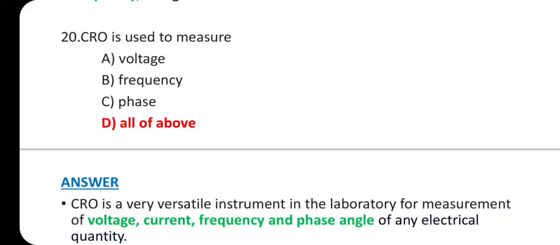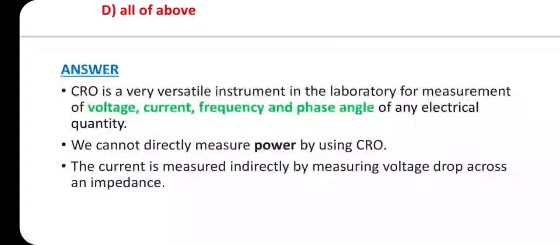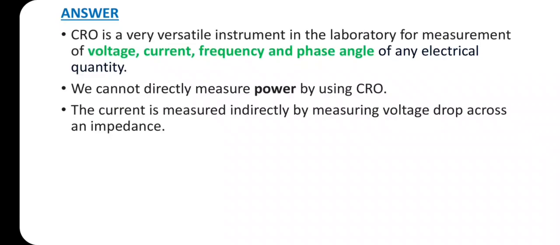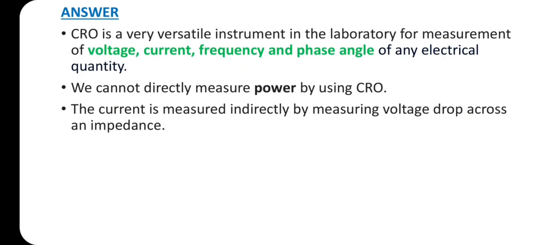Question number 20. That is the last question of this part. CRO is used to measure. Answer is option D, all of above. That is voltage, frequency, and phase. CRO is a very versatile instrument in the laboratory for measurement of voltage, current, frequency, and phase angle of any electrical quantity. We cannot directly measure power using CRO. The current is measured indirectly by measuring voltage drop across an impedance.